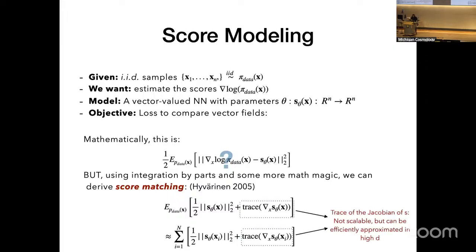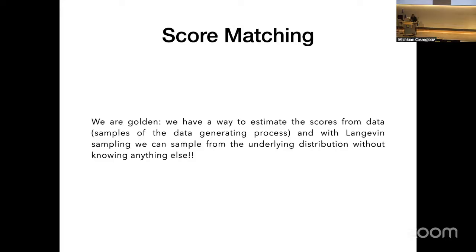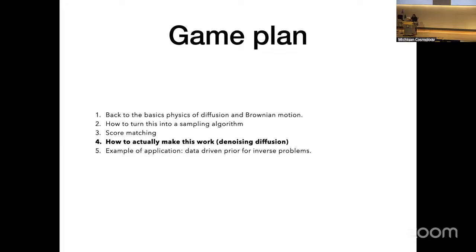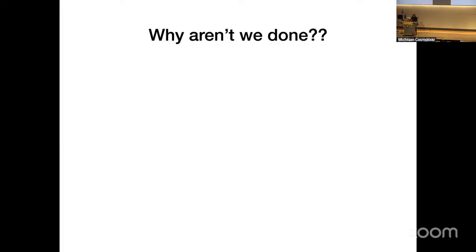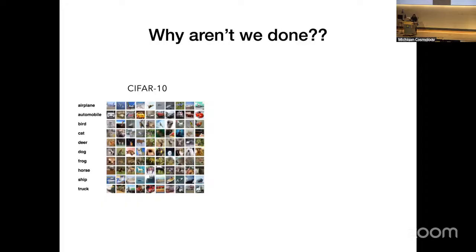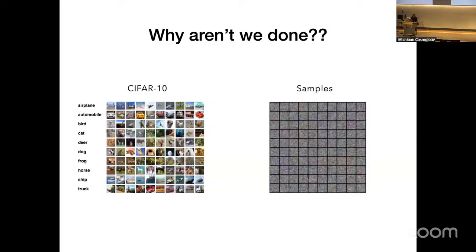So actually, now we're really golden. We have a way to learn the score. We have a loss we can optimize. We can just learn the score and be done. So then the question is, why are we not done? I can do that on CIFAR, which is the same dataset that I showed you yesterday. I can use this method to learn the score and then sample more CIFAR-10 data. And then I get this.